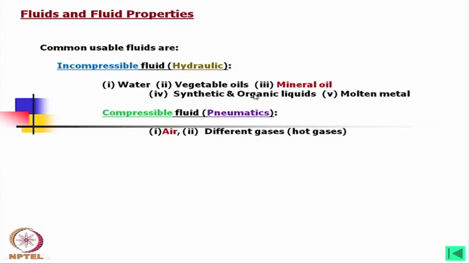Now, apart from that, particularly looking into the property that it should not be inflammable, synthetic and organic liquids are also being used. And last, molten metal can also be used as a fluid for fluid power transmission. This is a special application, very rare, but still it can be used. Although we will come to compressible fluids later, I would like to mention that the compressible fluid used in pneumatics is air. In most cases you will find only air being used. However, different gases, particularly hot gases, also can be used.